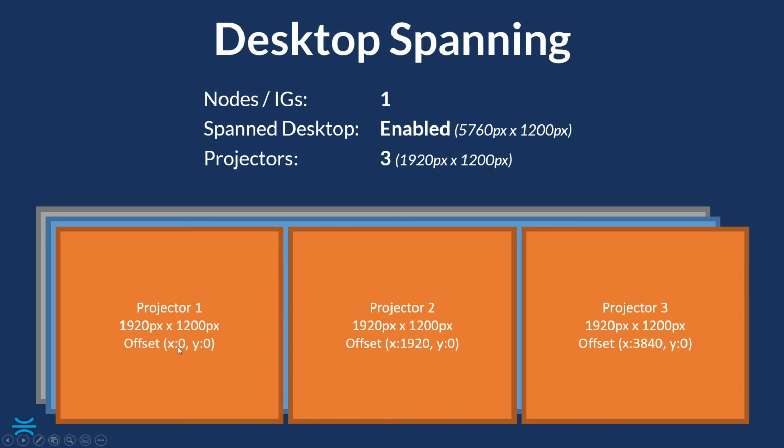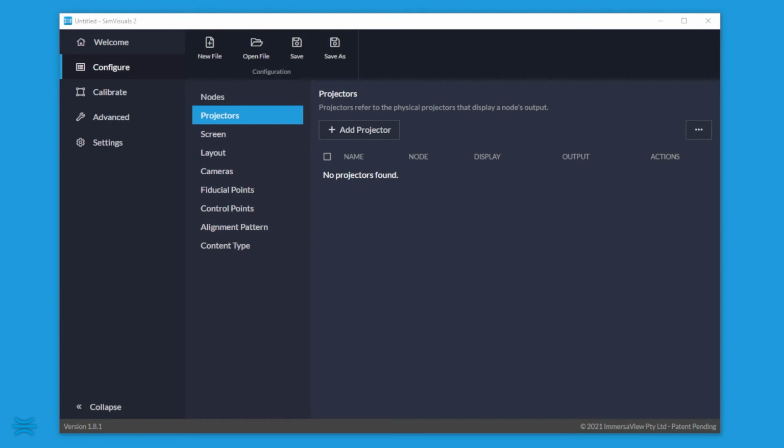You can see that projector 1 is offset by 0, 0 because it's the first projector on the left. Now that we've got a second projector, we need to offset this one by 1920, which is the width of the first projector. And then for projector 3, we're offsetting it by 3840, which is the width of the first 2 projectors. So let's have a look at that in the user interface.